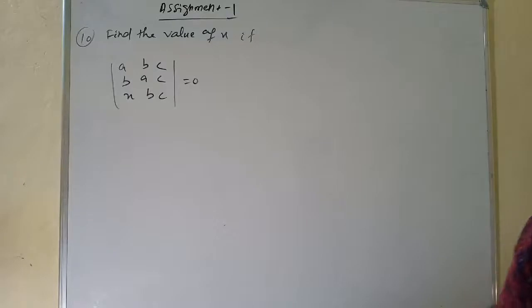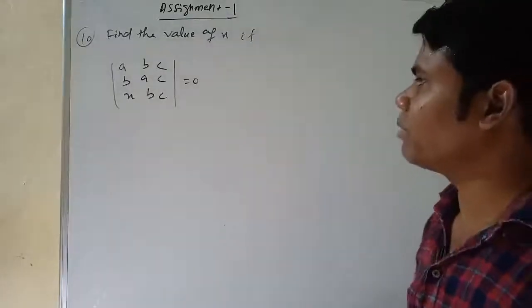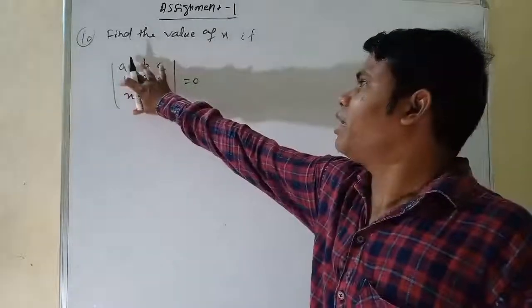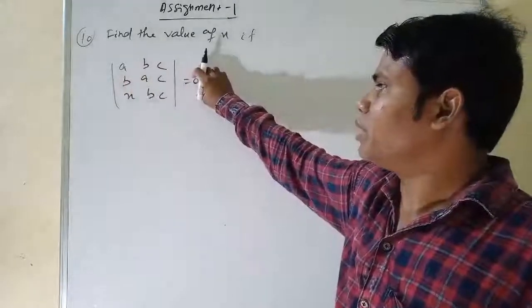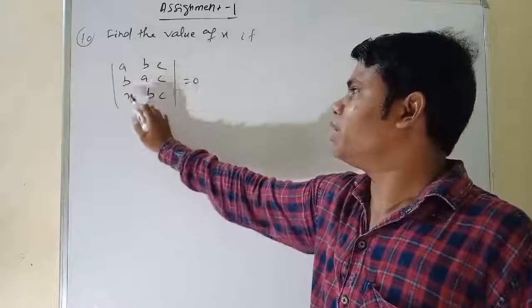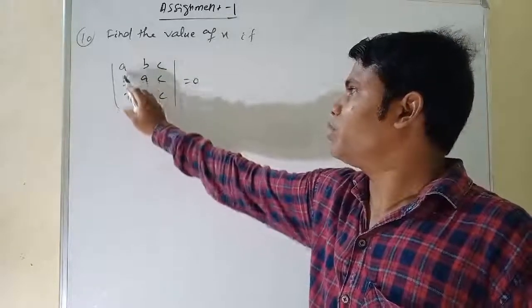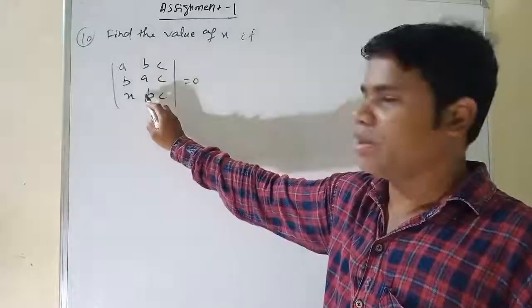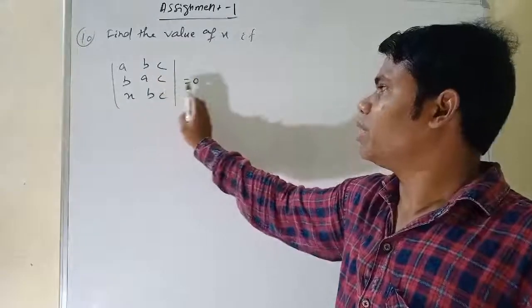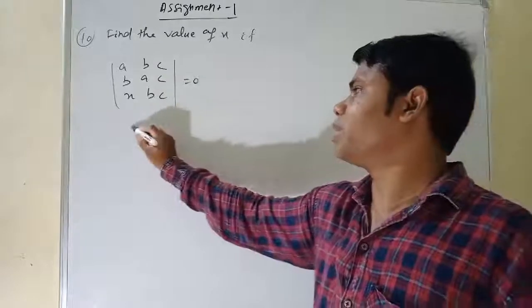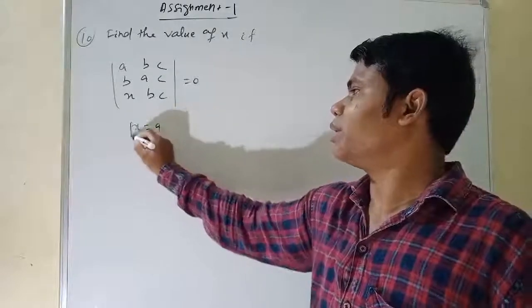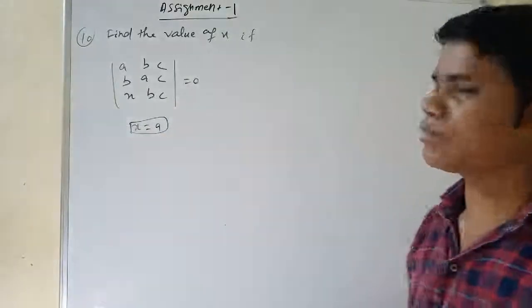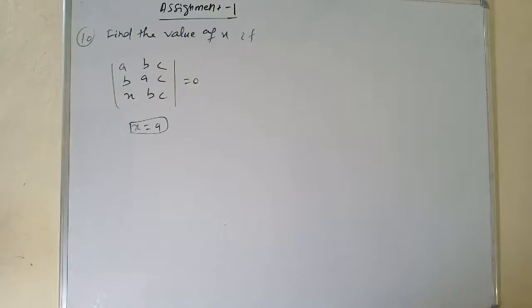You see the next question. Find the value of x if the determinant with rows A B C, B A C, X B C is equal to 0. You see, this is the determinant and the determinant value is equal to 0. You observe here A B C, X B C. If you keep A here, then two rows become the same. If two rows become the same, the determinant is equal to 0. That means x is equal to A. Okay, this is your solution. Pause the video, note it down.